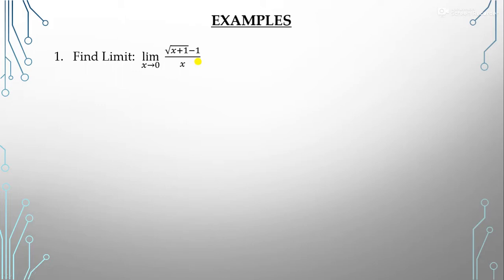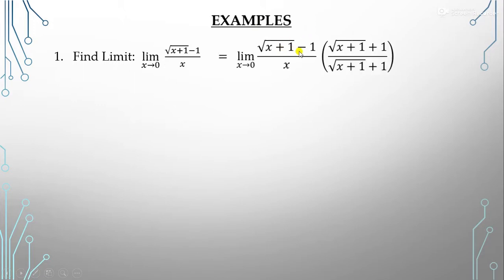So here you have to use rationalization, which means you have to rationalize it. How do you rationalize it? Suppose you have in the numerator square root of x plus 1 minus 1. You have to multiply and divide by square root of x plus 1 plus 1 upon square root of x plus 1 plus 1. So you multiply and divide by the opposite of this, and this is called rationalizing, right? And it doesn't affect the function.